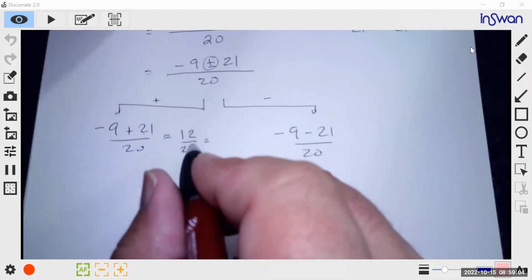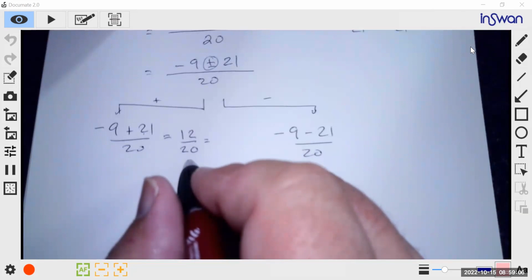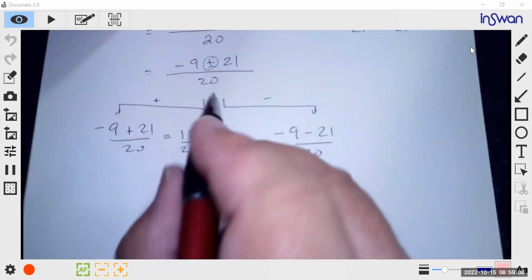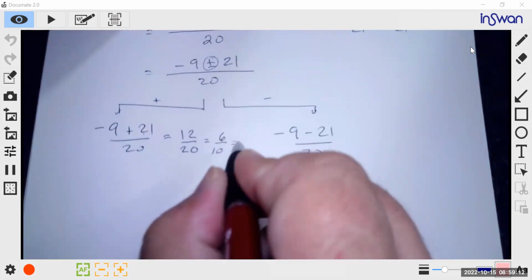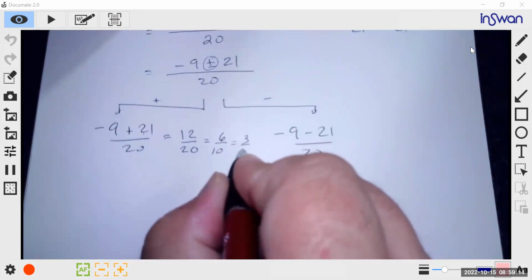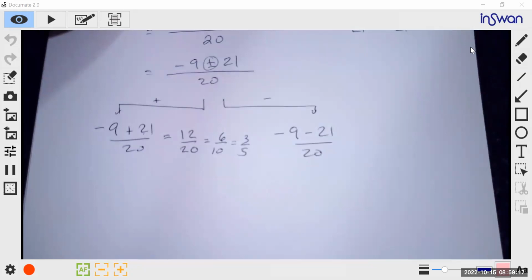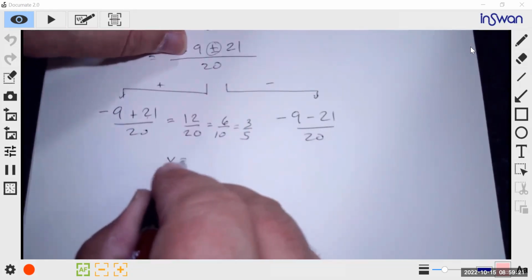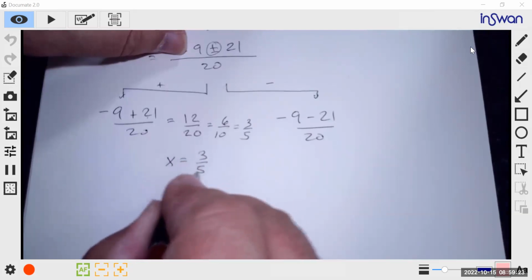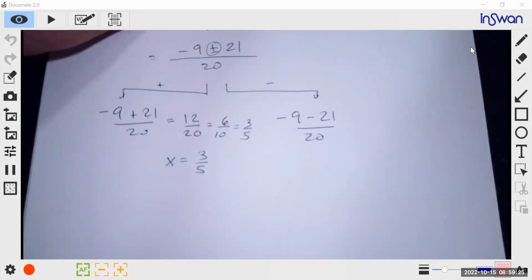They both have a 2 in common, so 6 over 10. Well, they both have a 2 in common again, so 3/5. So the first solution is 3/5.